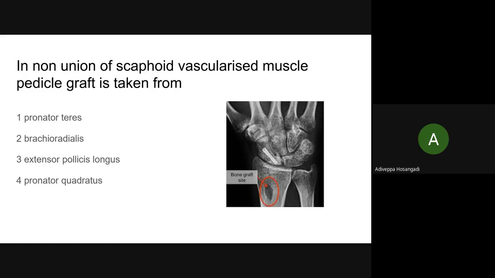In non-union of scaphoid, a vascularized muscle pedicle graft is taken from which muscle? I'll come to the non-union part of the scaphoid bone a little later, but try and attempt to answer this question. Extensor pollicis longus? No, wrong. Anybody?